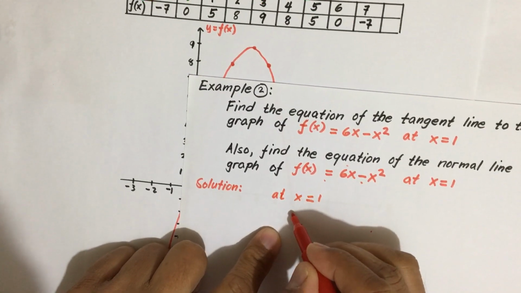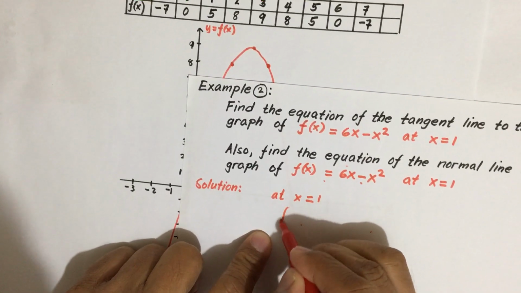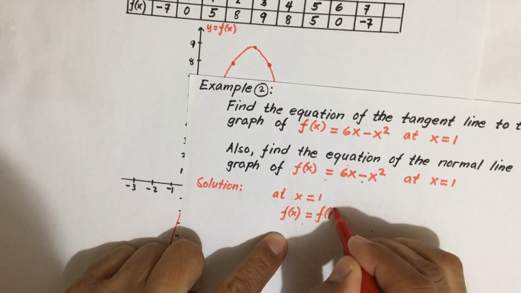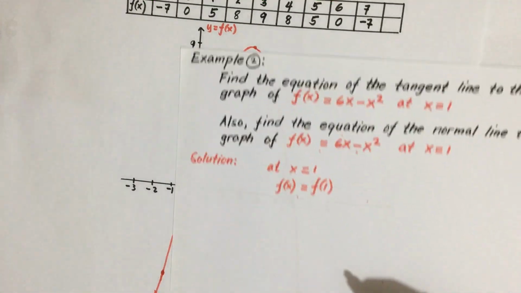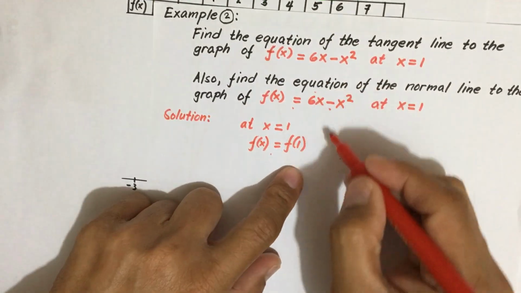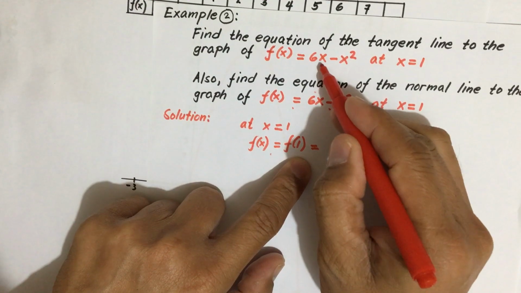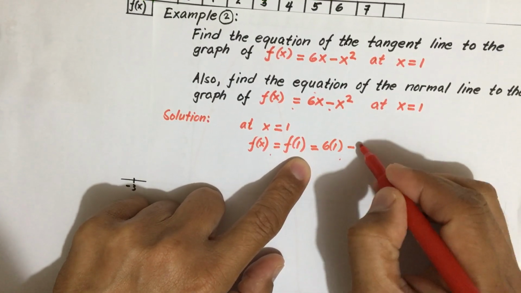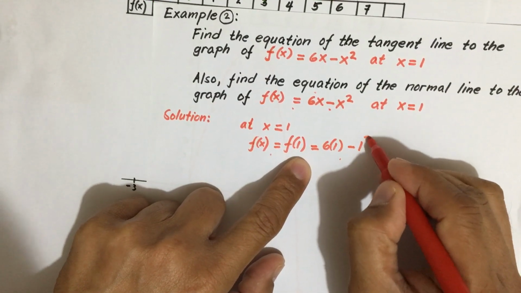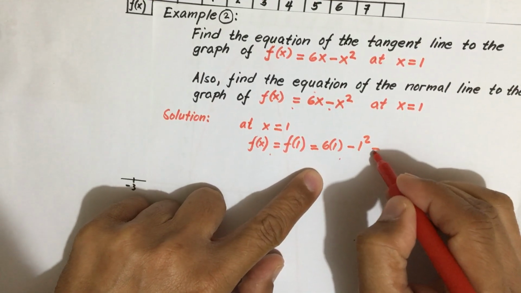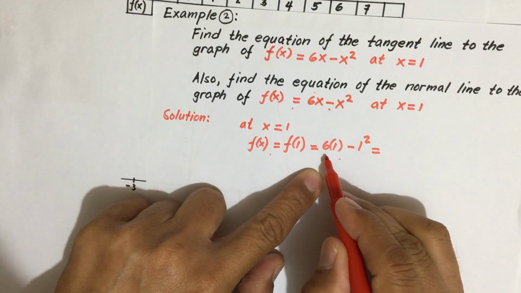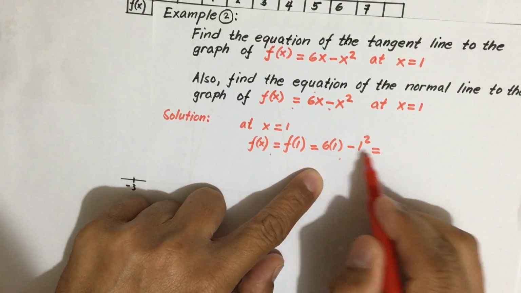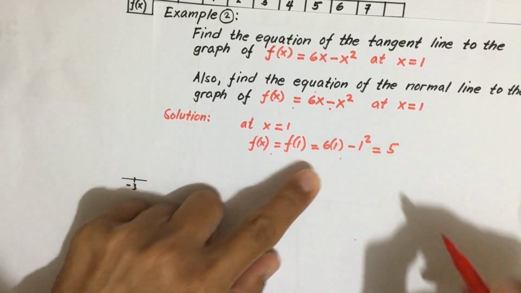So what is the value of the function? f of x at x equal to 1, so we have f of 1. Substitute this to our function, so we replace this x by 1. This will be 6 times 1 minus 1 squared. 6 times 1 is 6, minus 1 squared, 1 squared is 1. So 6 minus 1 equal to 5.